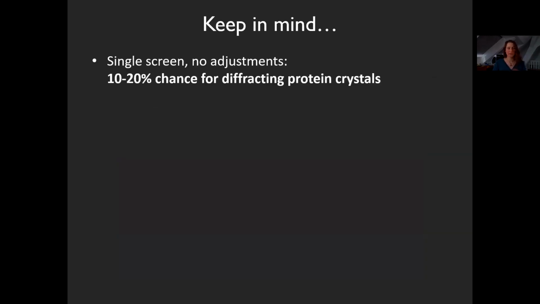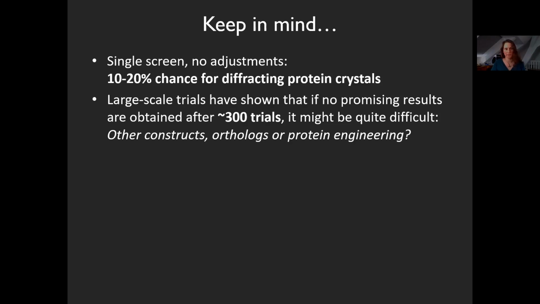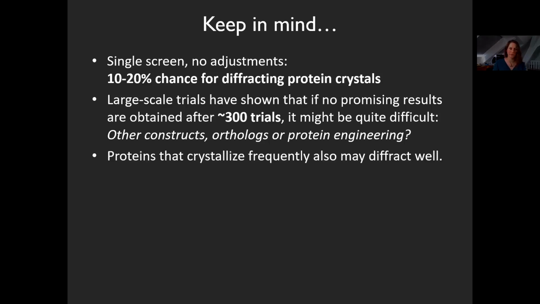Also keep in mind, single screen, no adjustment, 10 to 20% chance for diffracting protein crystals on first try. Large-scale trials have shown that if no promising results are obtained after 300 trials, it might be quite difficult. So you can stop after 1,000. You don't need more than 100 conditioned plates. You should then change construct or do some protein engineering or something.